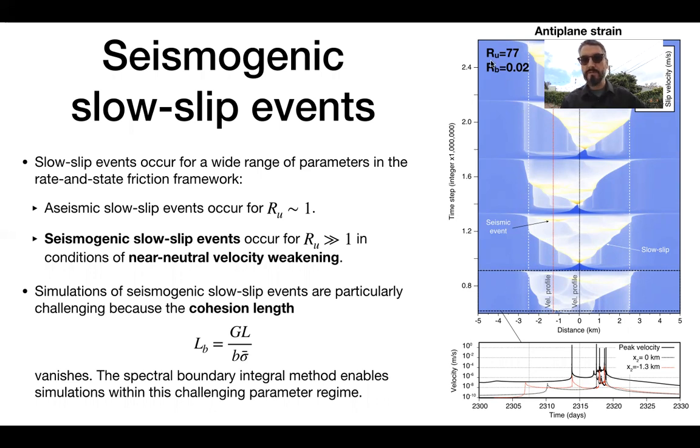This is a case here where the RU number is 77, so that's a very small nucleation size compared to the velocity weakening region. However, the RB number is very small, approaching 0. And so that gives rise to these aperiodic cycles of slow slip events that are still interspersed by very small slow earthquakes that occur as the rupture propagates along the fault. This is illustrated in this time series of velocity, where we see a slow slip rupture that lasts several days, but still encompassing fast ruptures along the way.